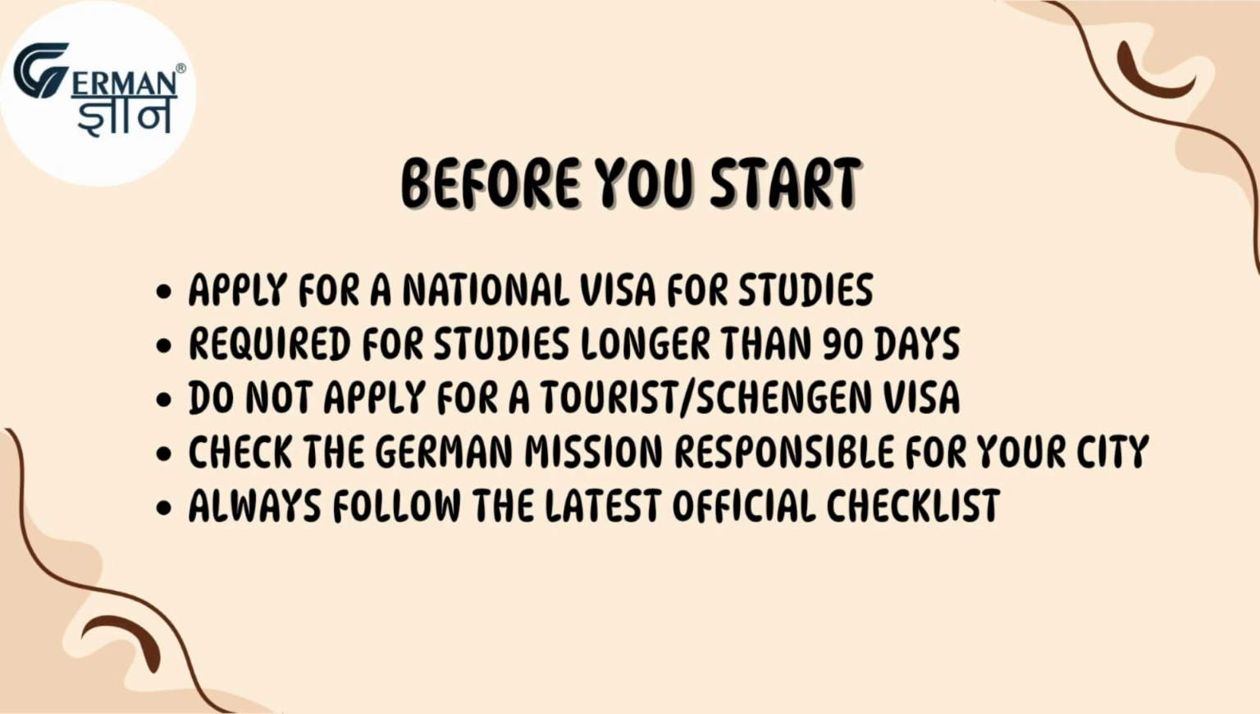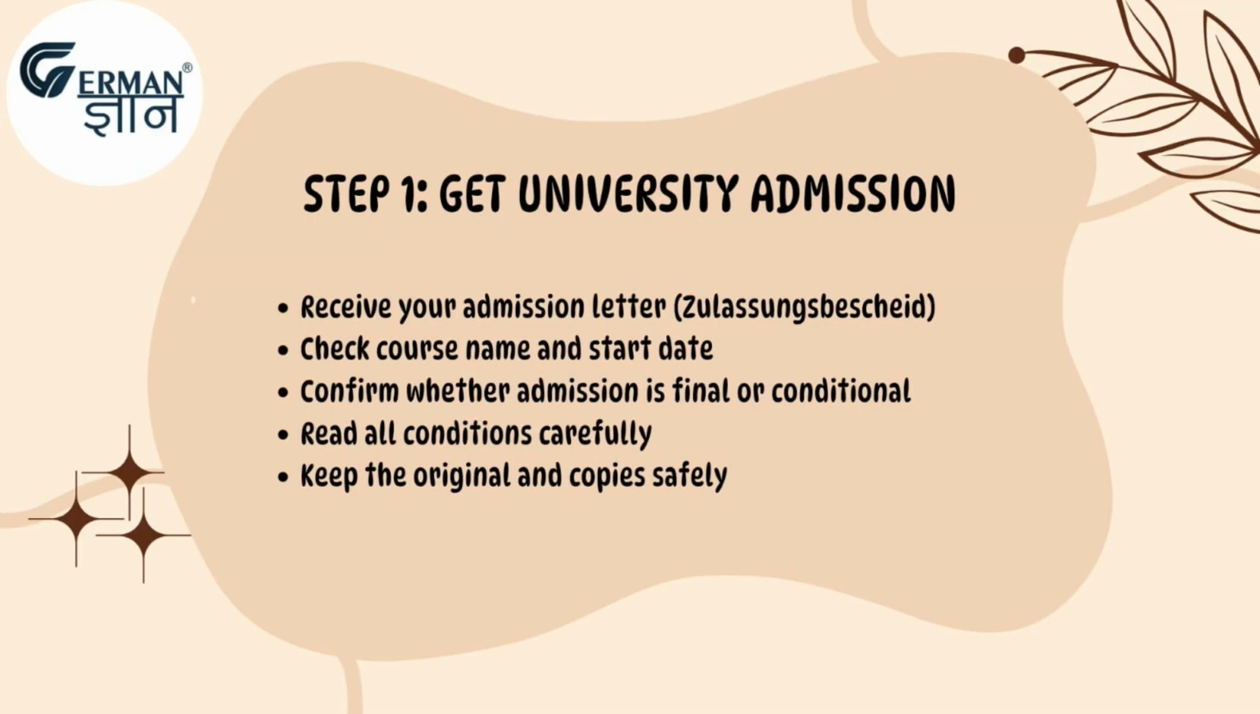Before you begin, check which German mission is responsible for your place of residence and always use the latest official checklist. Now, Step 1 is get university admission. The first step is getting admission from a recognized German university. You will receive an admission letter which is called Zulassungsbescheid in German. Check your course name, university name and course start date carefully. Also, check whether your admission is final or conditional. If it is conditional, read all conditions properly before applying for a visa.